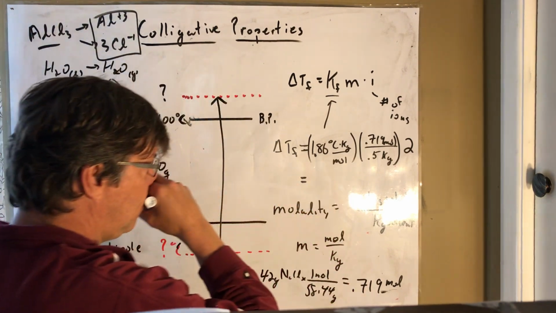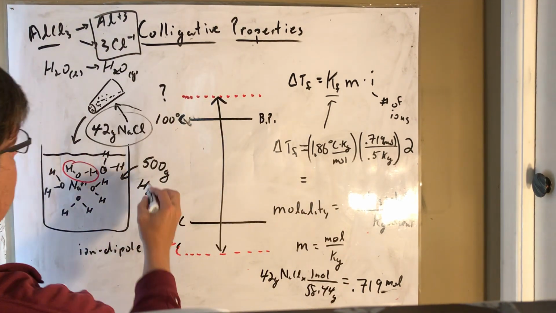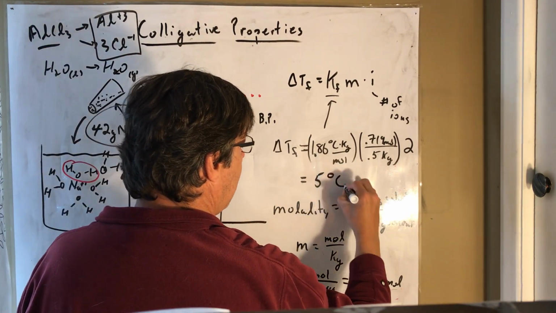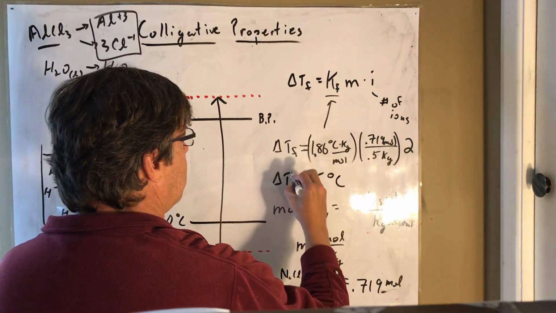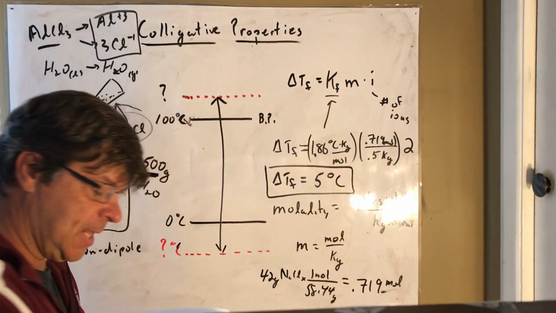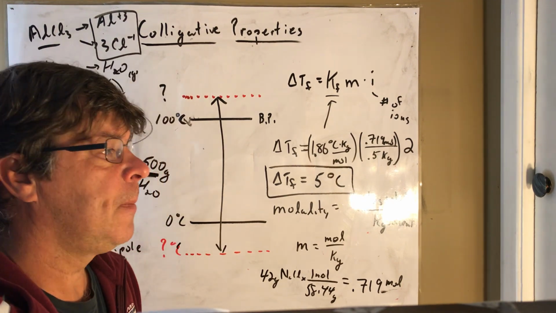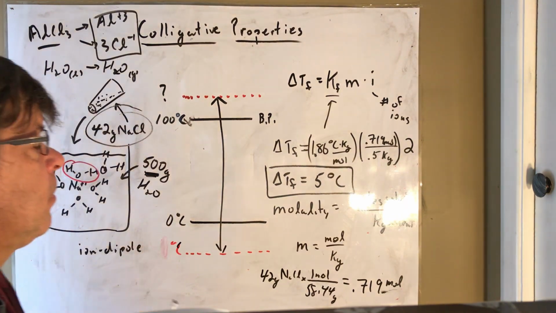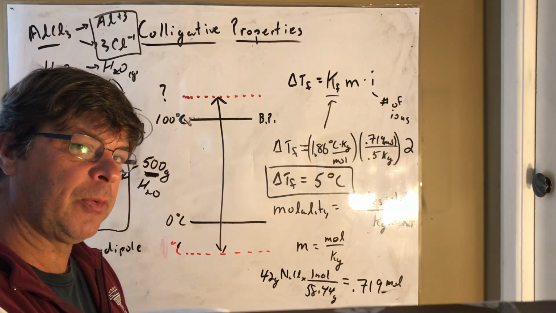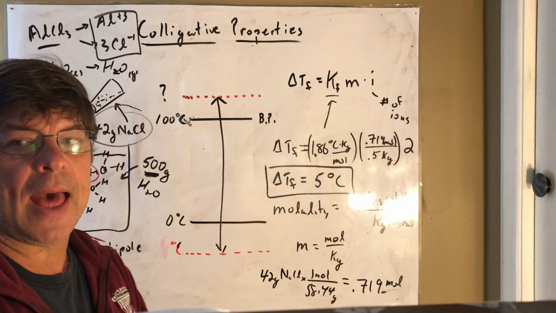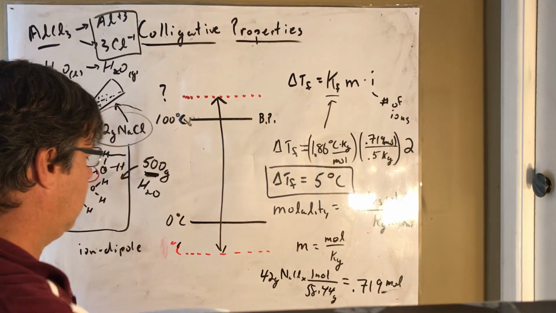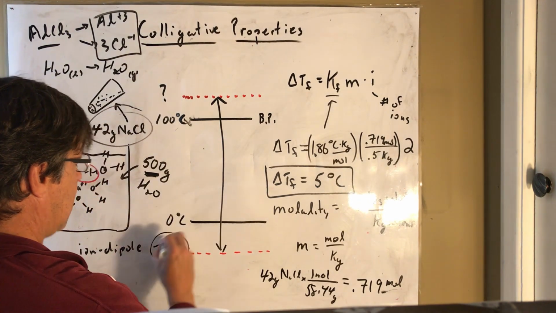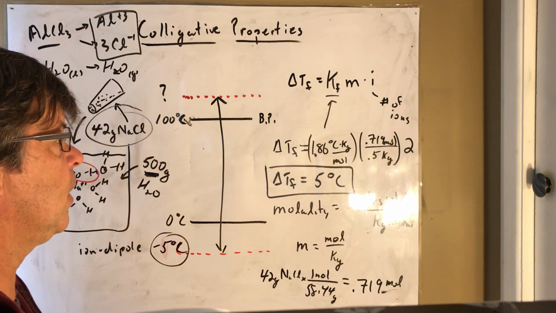So the answer is, let's look at the sig figs. There's really only 1 sig fig here. So I should round this to just 1. So it's 5 degrees. That's the change in freezing point. So back to this question, what temperature will this solution freeze? Instead of it freezing at 0, it's going to freeze at -5 degrees Celsius. So the answer is -5 degrees Celsius. That's the temperature at which this solution would freeze.